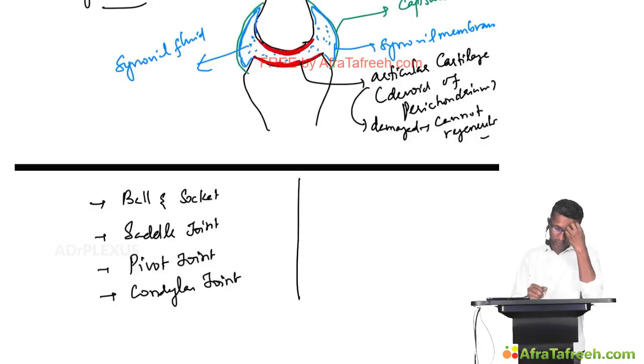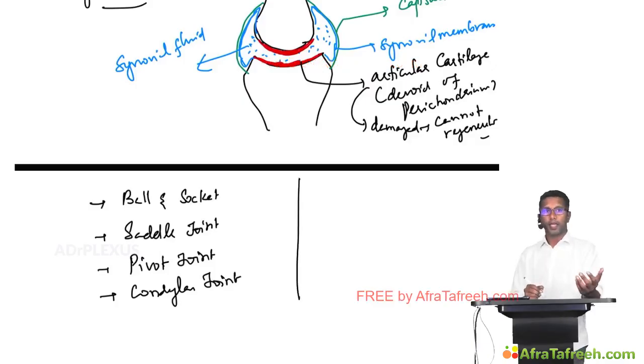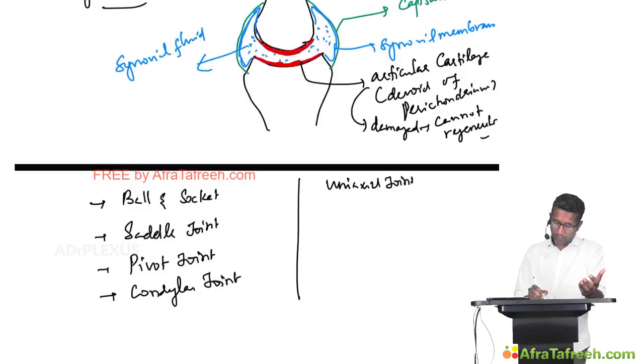And based on the axis in which the synovial joints move, if the joint moves in only one axis, it is called a uniaxial joint. Can anybody tell me an example for a uniaxial joint, guys?